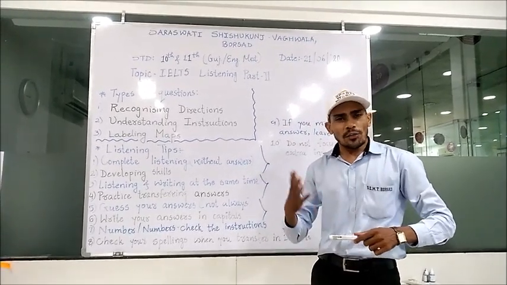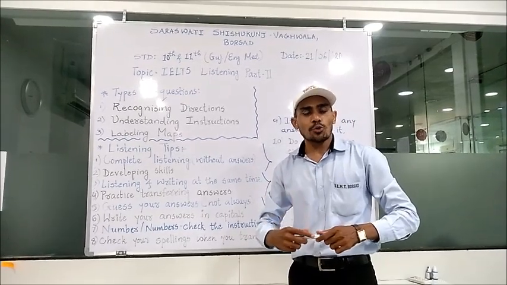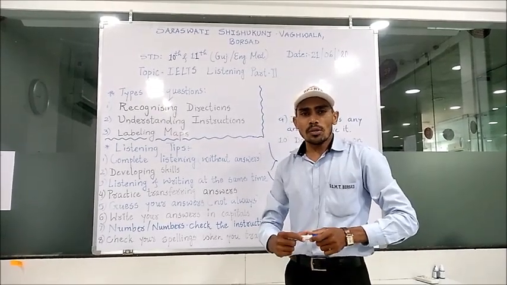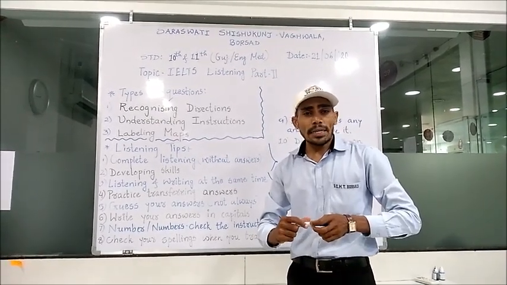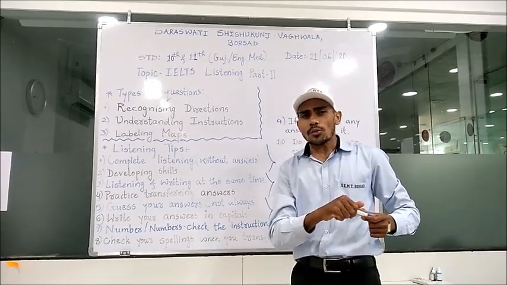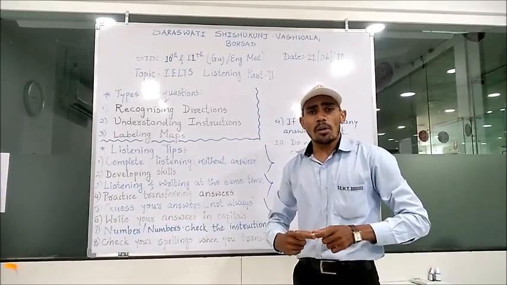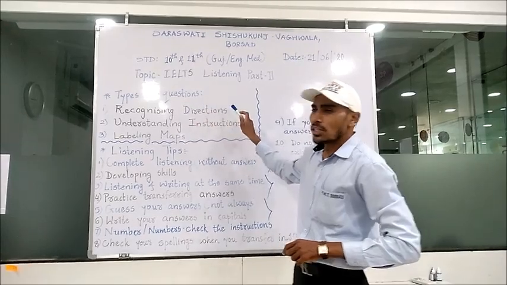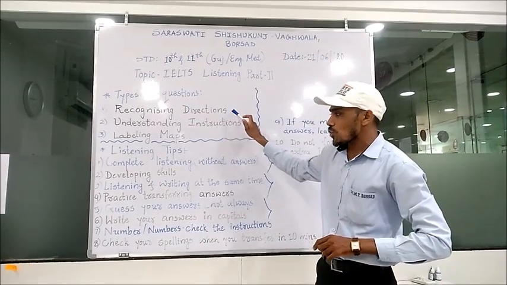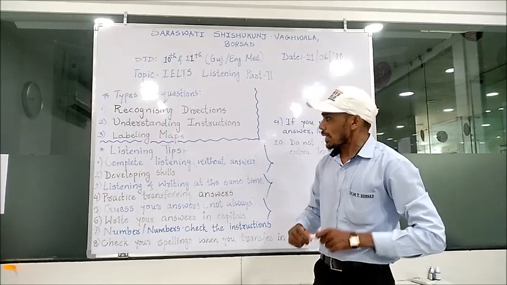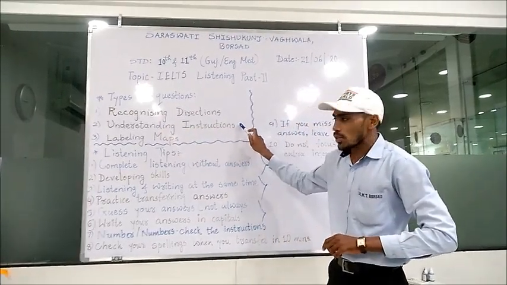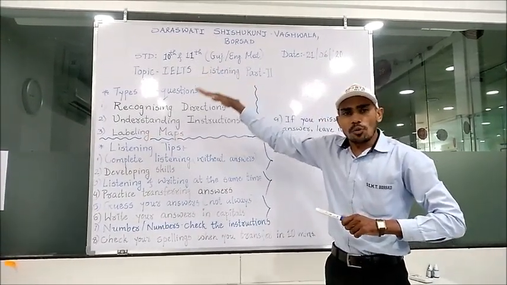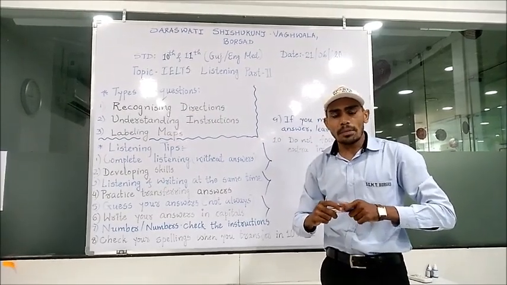Students, in part 1, I have explained to you the types of questions that you come across. Here I am going to give you the types of questions that you are going to face in listening part 2. The types of questions that we have over here are: first, recognizing directions. The second one is understanding instructions. And the last one is labeling maps. These are the types of questions that you have in listening part 2.